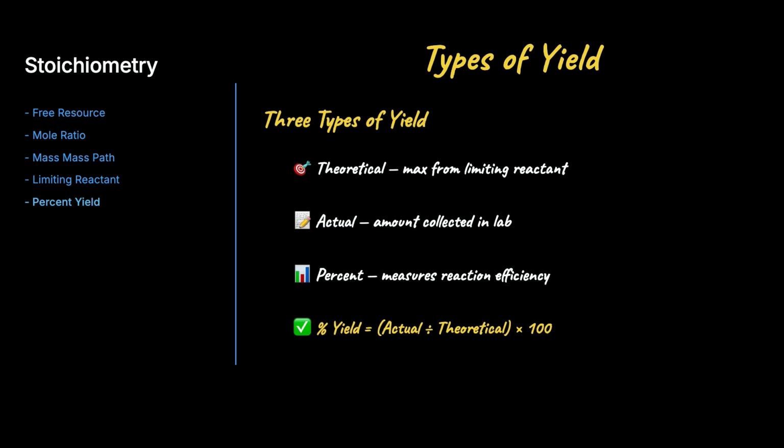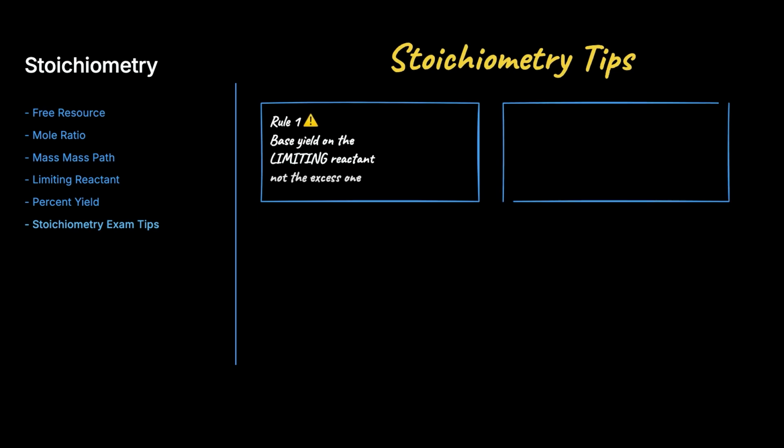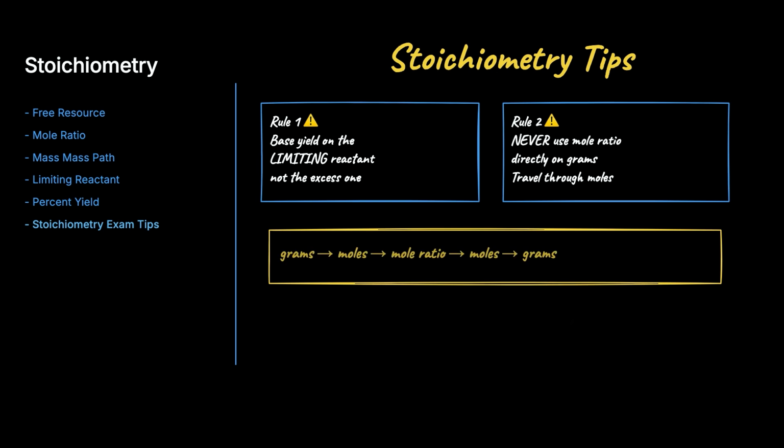For stoichiometry questions, two reminders will protect your points. Always base the theoretical yield on the limiting reactant, never on the one sitting in excess, and never apply a mole ratio directly to grams. Travel through moles first, every time. Trust the path, work patiently, and these problems become almost mechanical in their reliability.